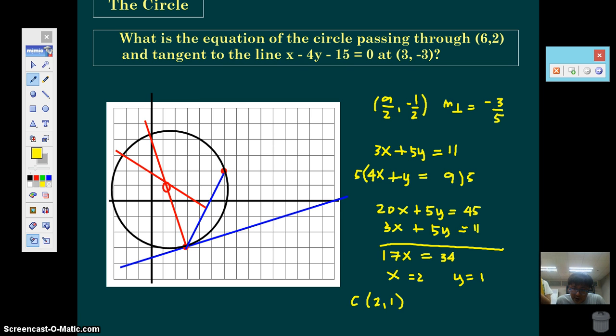Now, how do we get the radius? Of course, we know (2, 1), and any point, you can use (6, 2) or (3, -3), and simply use your distance formula. The radius would be 2 minus 1, squared is 1. 6 minus 2 is 4, squared is 16. So the radius is square root of 17. Now let's answer some problems next time.